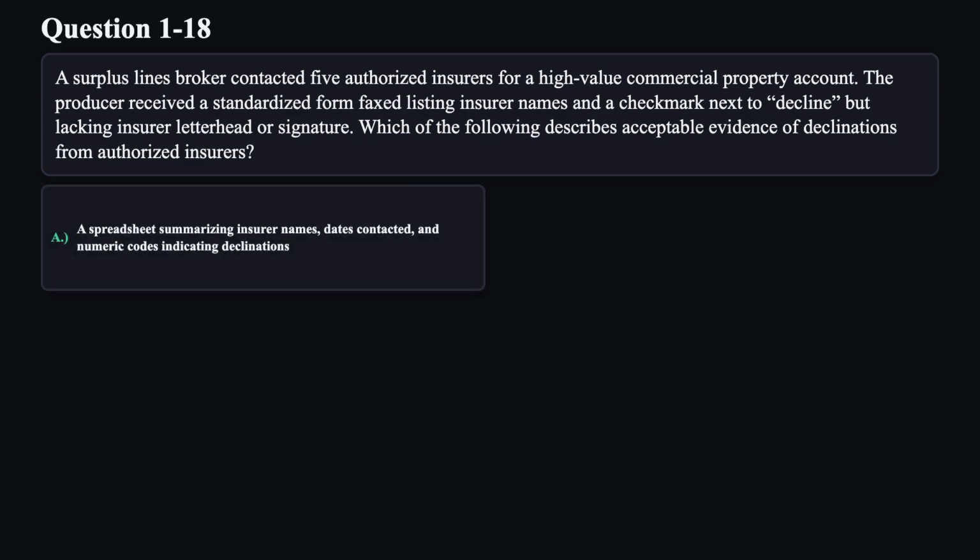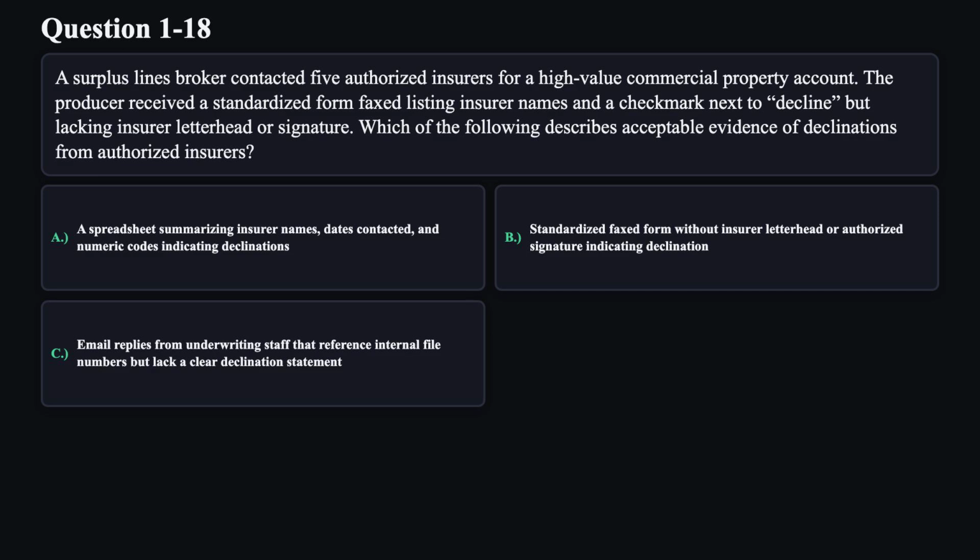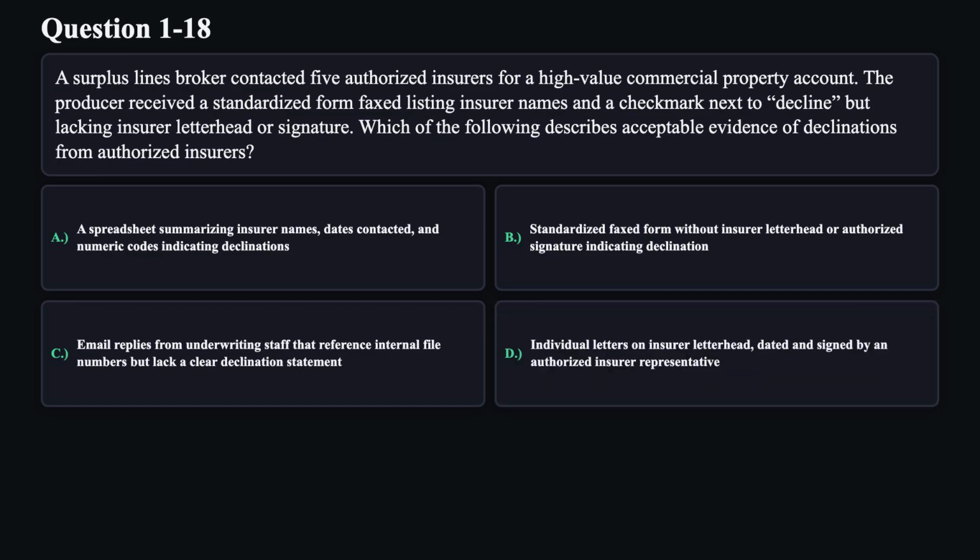A. A spreadsheet summarizing insurer names, dates contacted, and numeric codes indicating declinations. B. Standardized faxed form without insurer letterhead or authorized signature indicating declination. C. Email replies from underwriting staff that reference internal file numbers but lack a clear declination statement. D. Individual letters on insurer letterhead, dated and signed by an authorized insurer representative.